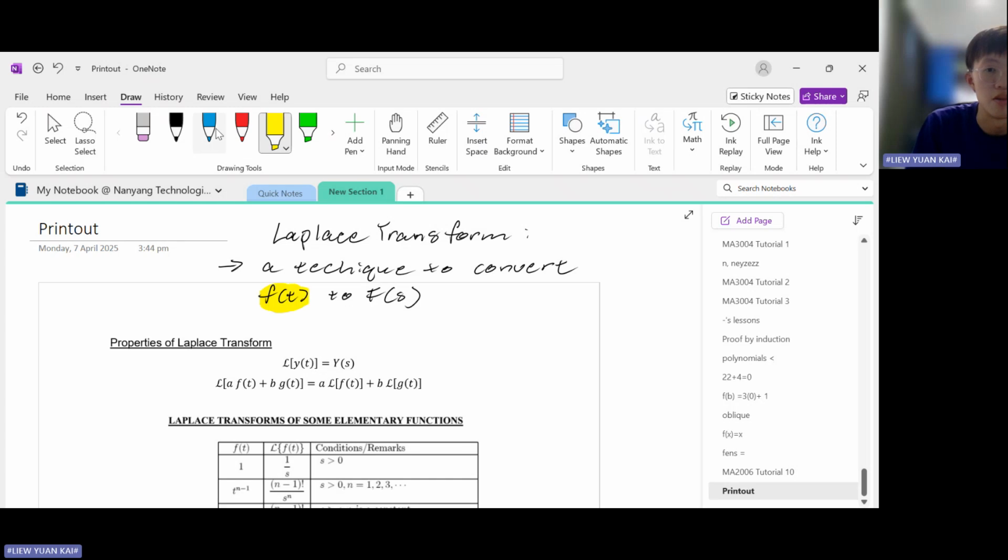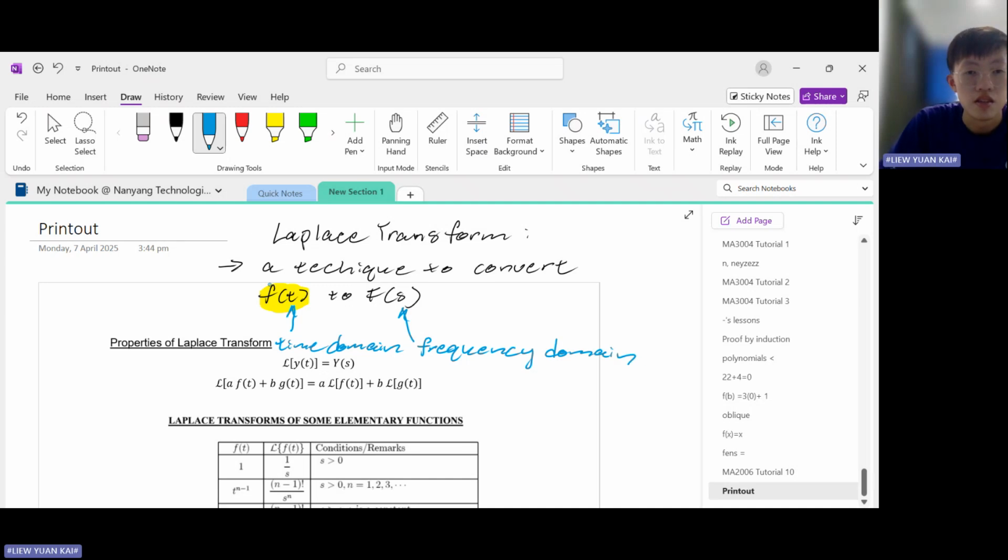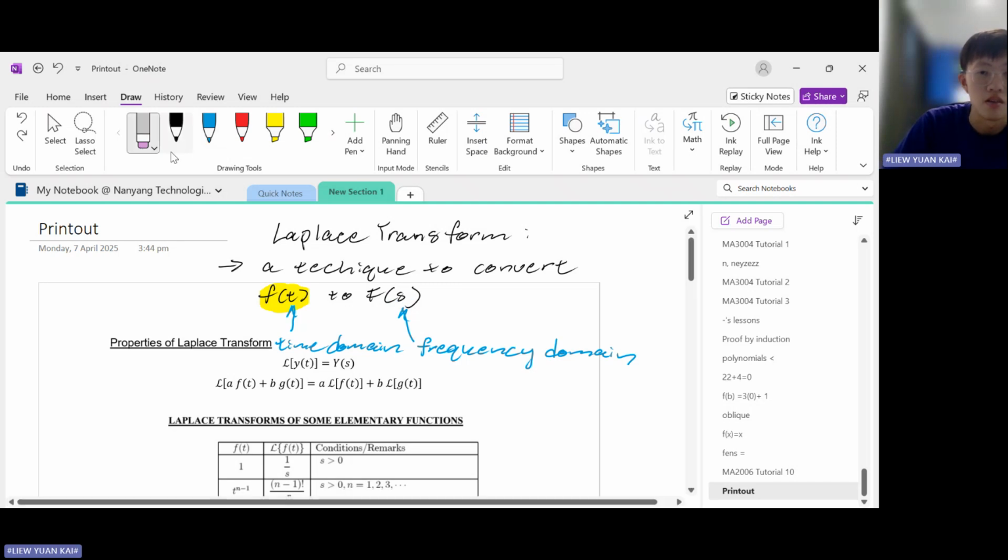f of t is the time domain, right? Because you see, f is a function of t, which is time. Whereas s here refers to frequency. It is the frequency domain. So t refers to time as your variable, and s refers to frequency as your variable. But strictly speaking, it doesn't need to be time.